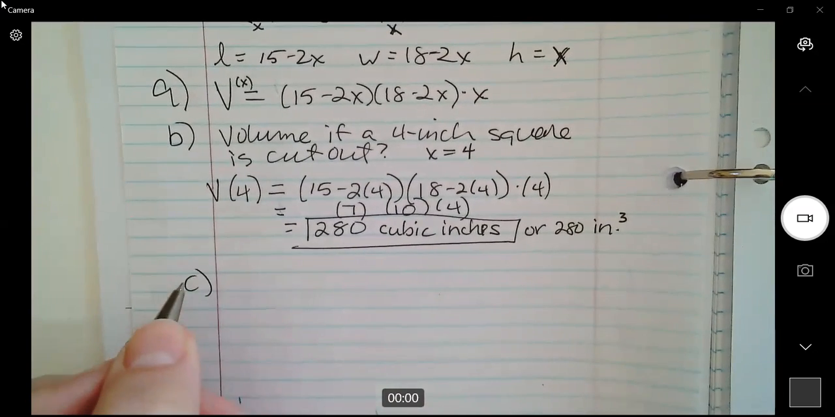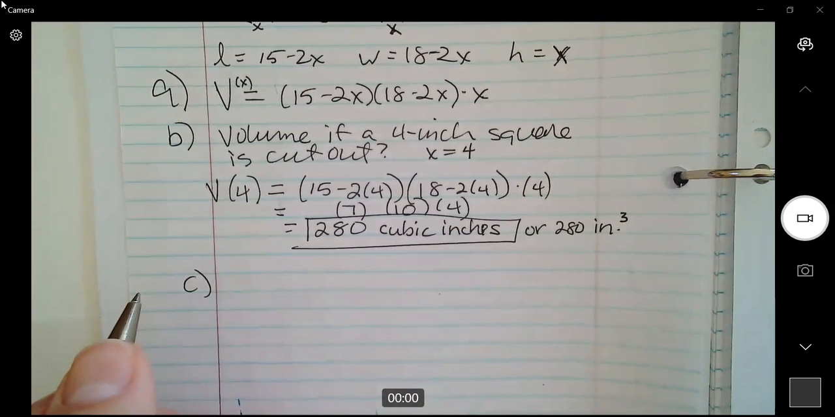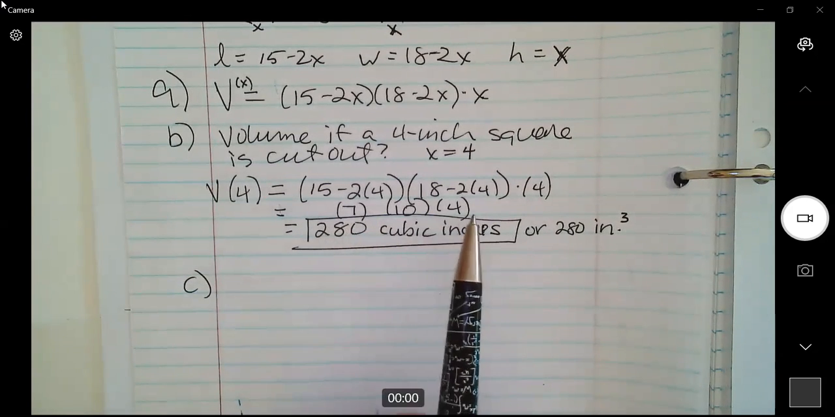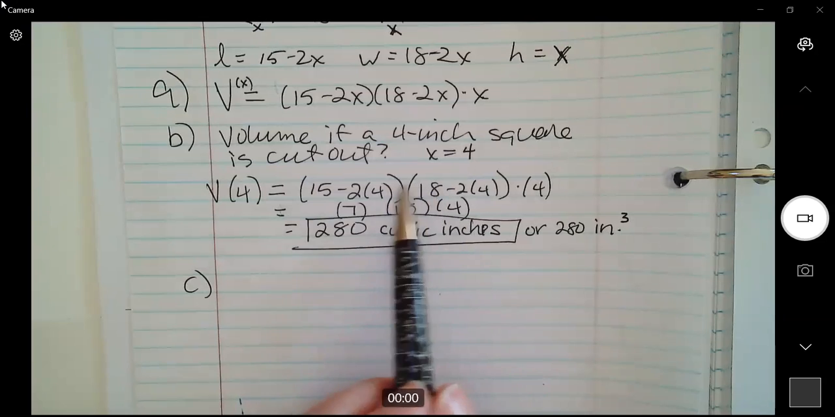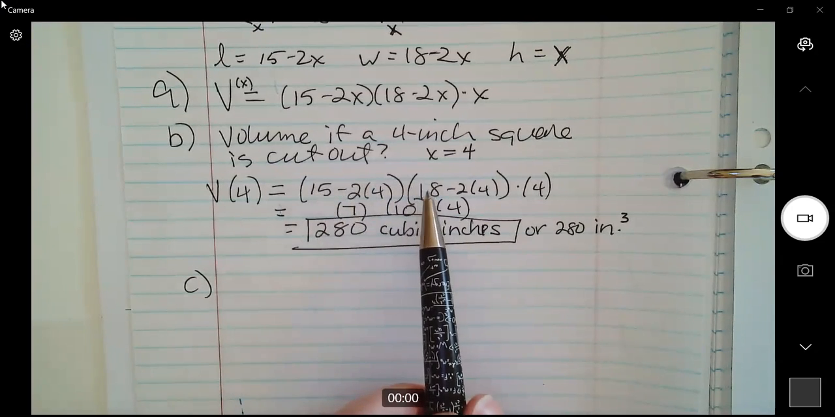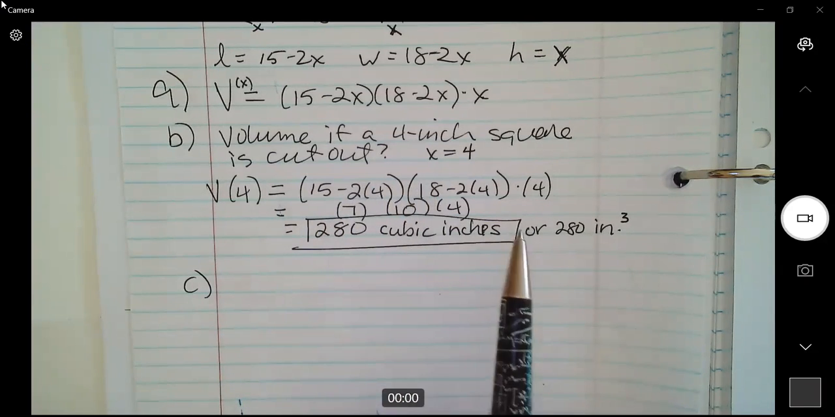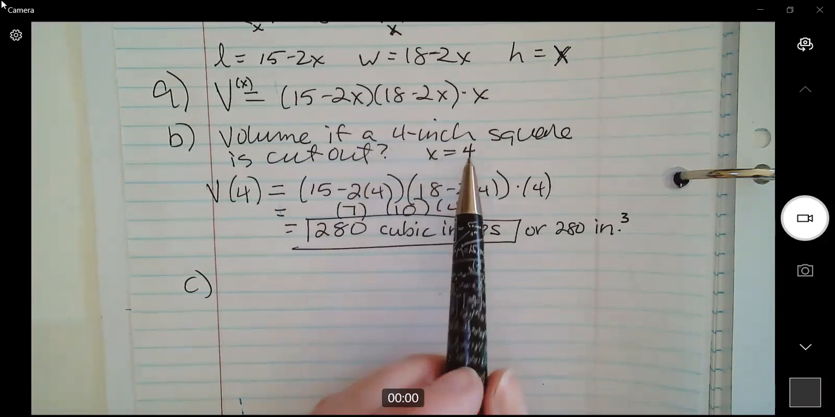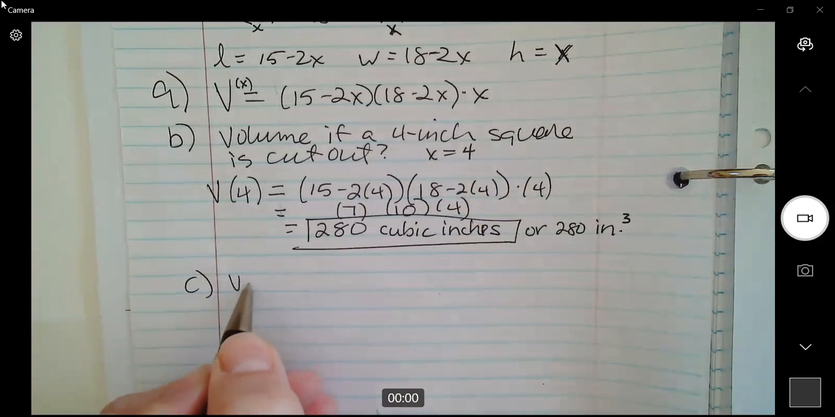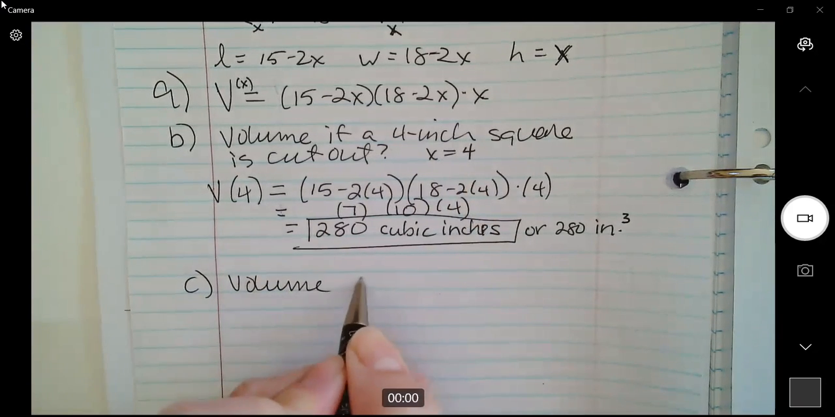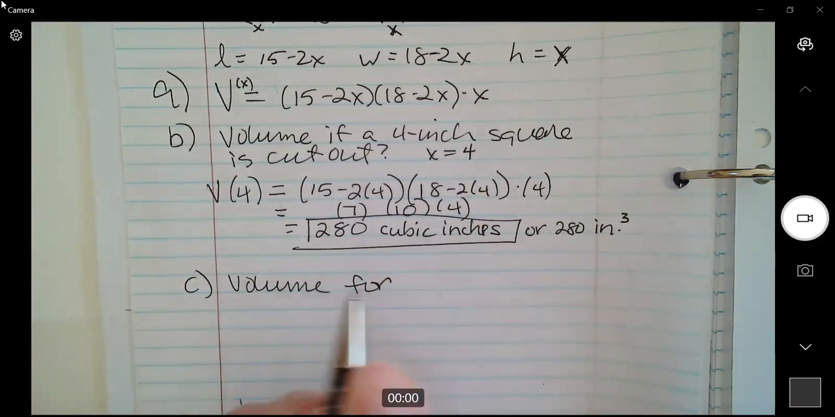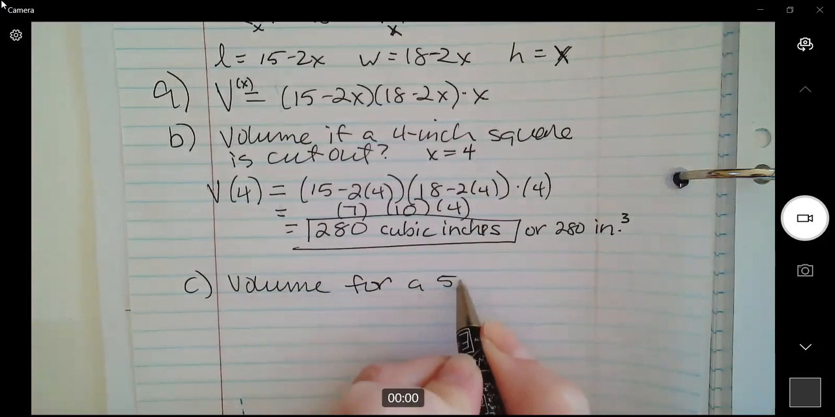Okay, then they ask us again for the volume for a 5-inch square cutout. Now I believe as you do the problems, the dimensions of the rectangle are going to change. It might not be 15 by 18. It might be 24 by 20 or something. Then the particular values they ask you to calculate will be different, but the basic structure of the problem is the same. So the second one on my particular problem was for a 5-inch cutout.